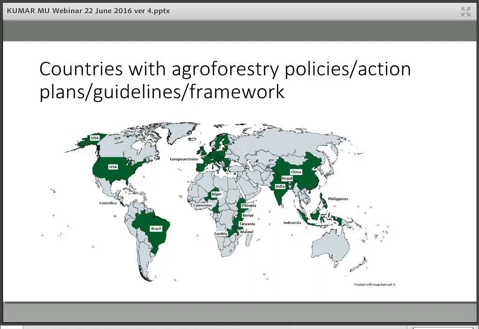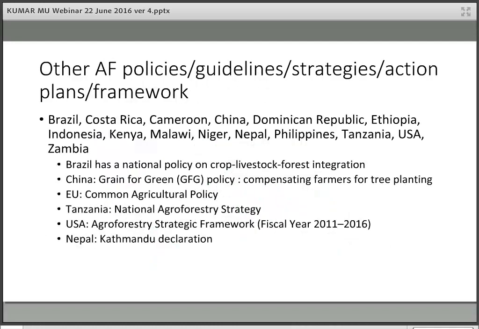The next slide lists all those countries. Brazil, Costa Rica, Cameroon, China, Dominican Republic, Ethiopia, Indonesia, Kenya, Malawi, Niger, Nepal, Philippines, Tanzania, USA, and Zambia are those countries which have some kind of policy prescription, although a full-fledged agroforestry policy like that of India is probably not available in many of these countries.